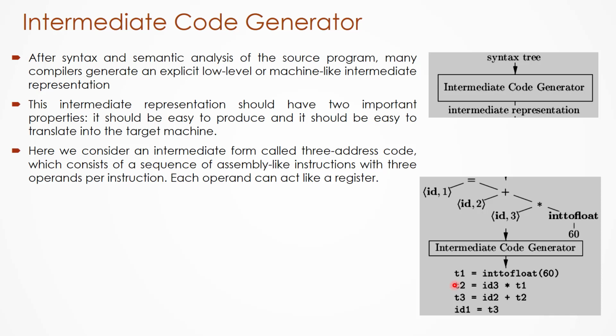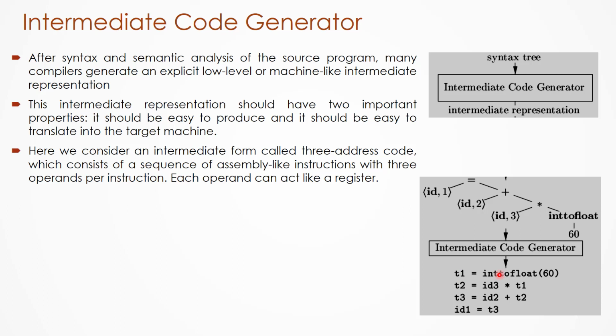So why do we use three-address code? Because we can convert this three-address code to assembly-like instructions very easily. So here we are using some temporary variables T1, T2, T3, and these temporary variables resemble registers in the assembly level language.